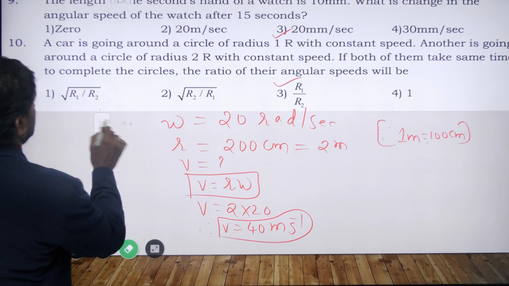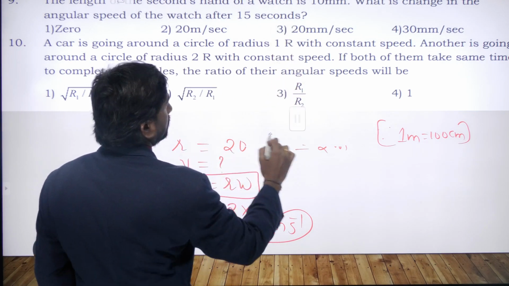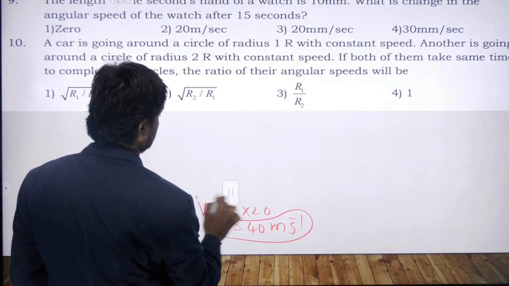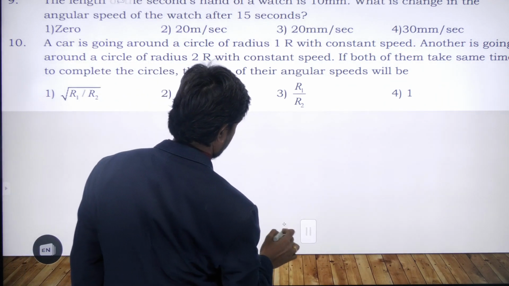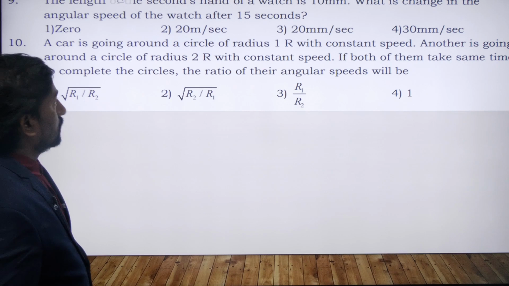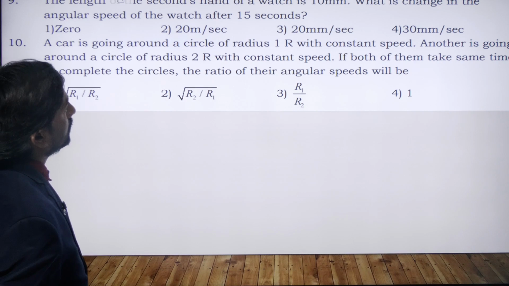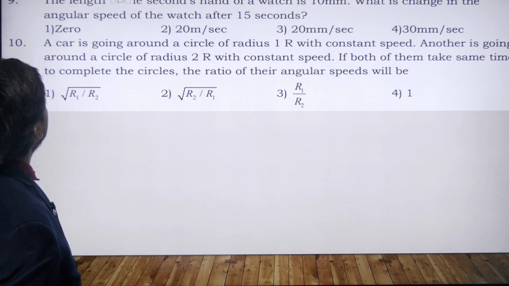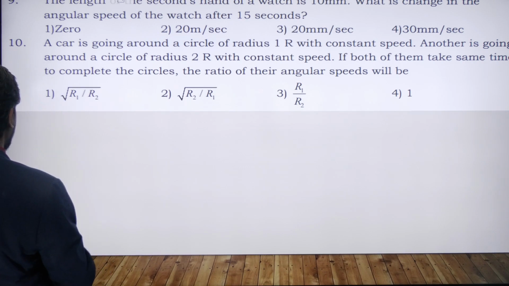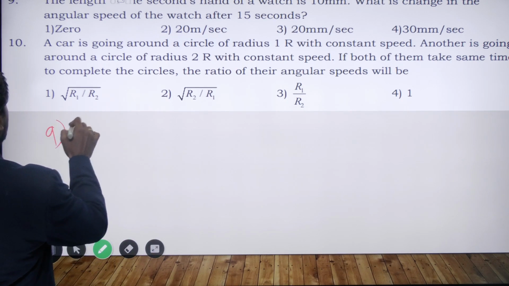So here the ninth problem is there. So see the ninth one, what they have given here. The ninth one, you see here: the length of the seconds hand of the watch is 10 mm. What is the change in the angular speed of the watch after 15 seconds? Okay. So the ninth problem, we'll see the ninth solution.